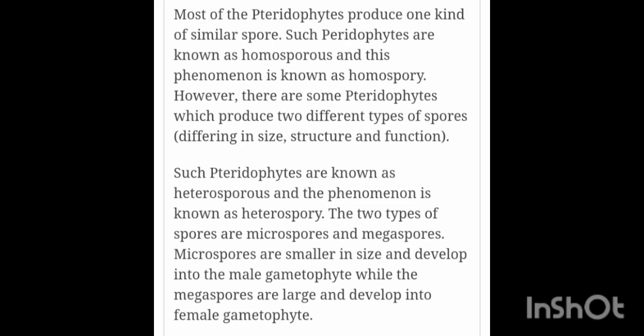Most of the pteridophytes produce one type of spore, which are known as homospores, and the phenomenon is known as homospory. However, some pteridophytes produce two different types of spores, which differ in their size, structure, and function. Such pteridophytes are known as heterosporous, and the phenomenon is known as heterospory.